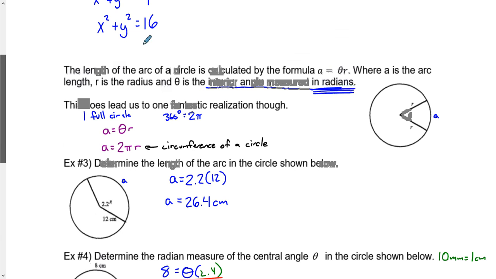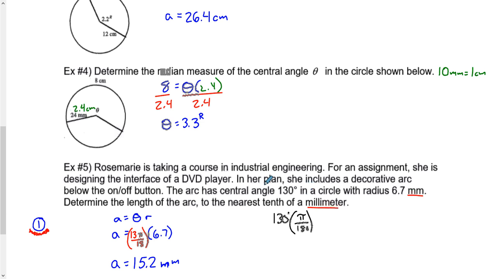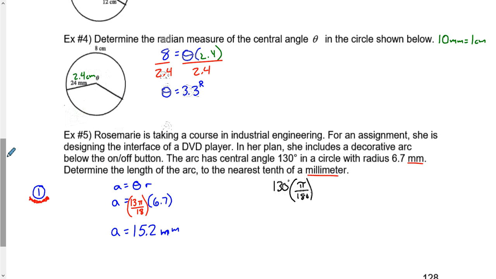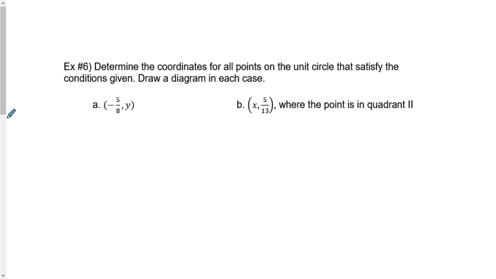So you can guarantee that I'm going to have a question in degrees asking for the arc length, and someone will for sure try and give me the answer of 871, which is just 130 times 6.7. So don't get caught. Alrighty, last example. Really quick here. Determine coordinates of all points in the unit circle that satisfy these conditions.